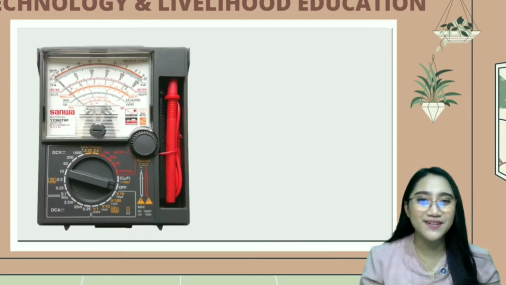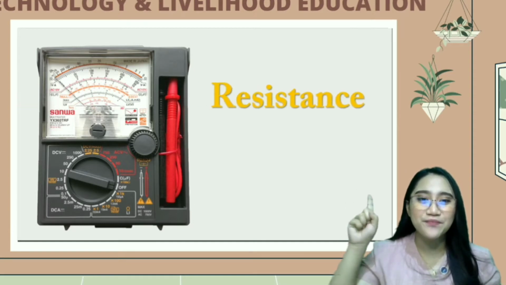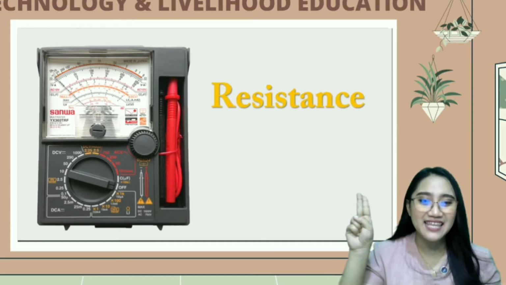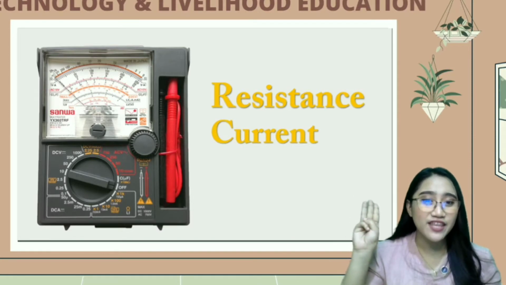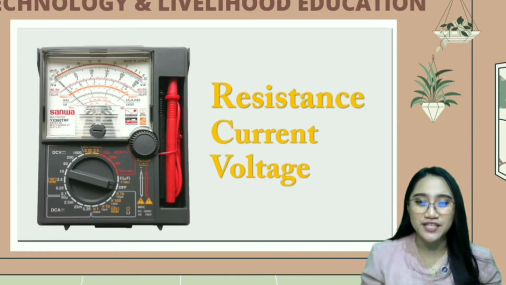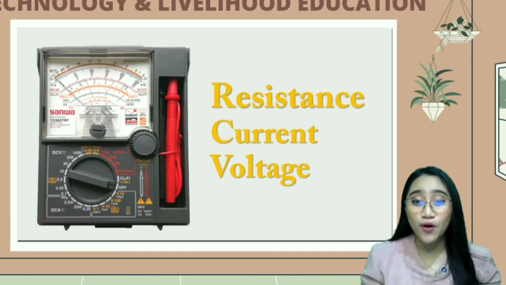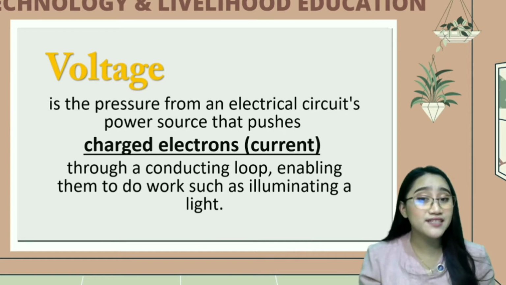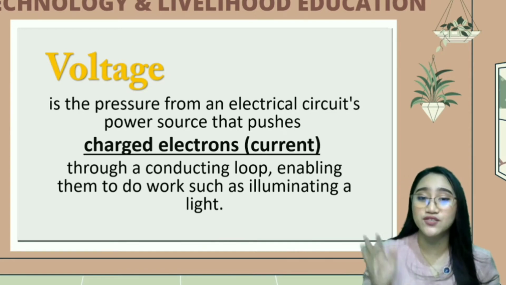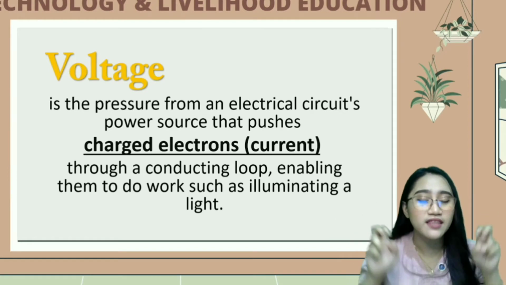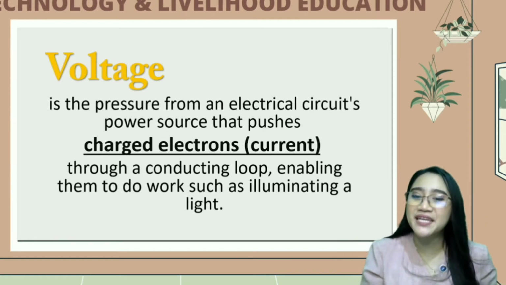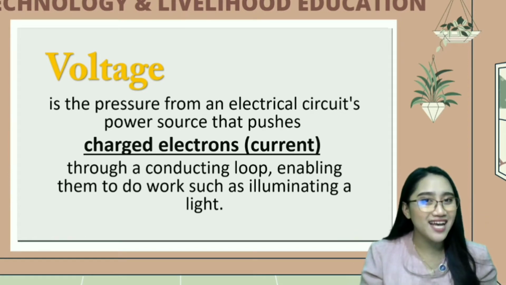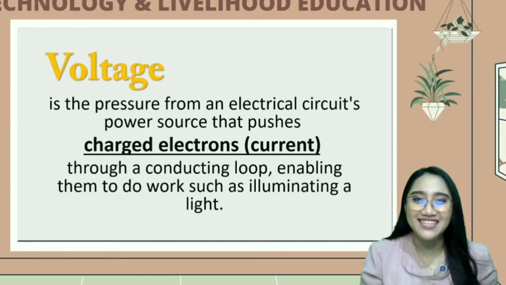A multimeter can read three functions. First is the resistance, second is the current, and then we have the voltage. But for this video, we are going to focus on the voltage. What is voltage? Voltage is the pressure from an electrical circuit's power source that pushes charged electrons or current through a conducting loop, enabling them to do work such as illuminating the light.